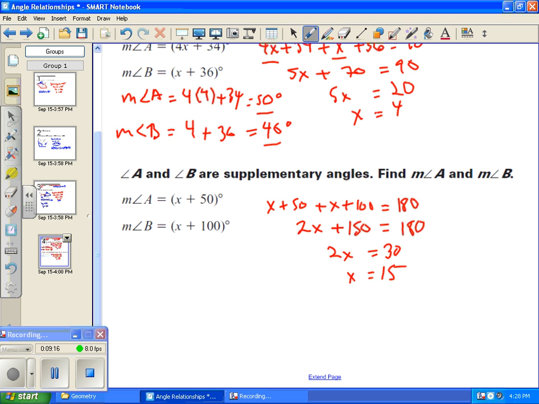Again, we have to go and plug that in into each one of the angles. So here, measure of angle A equals 15 plus 50. So that's 65. And measure of angle B equals 15 plus 100. So that's 115. Those are the two angles that are supplementary to each other. So that concludes the angle relationships you need to know for the test.